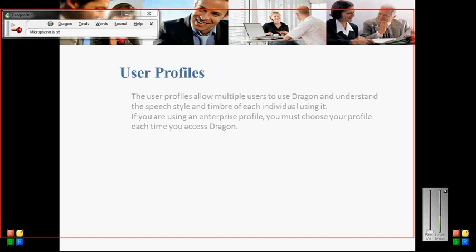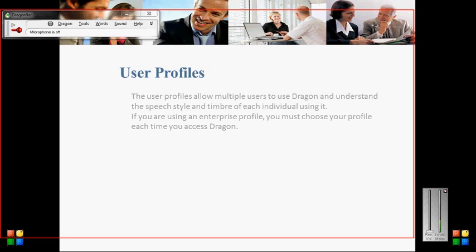Now, the user profiles allow multiple users to use Dragon, and this is what I was talking about with the enterprise version. So multiple users can use it at the same time on a specific terminal, and Dragon will understand the speech styles and timbre of each individual user using it.